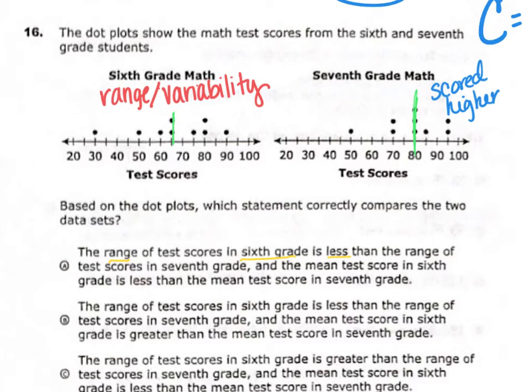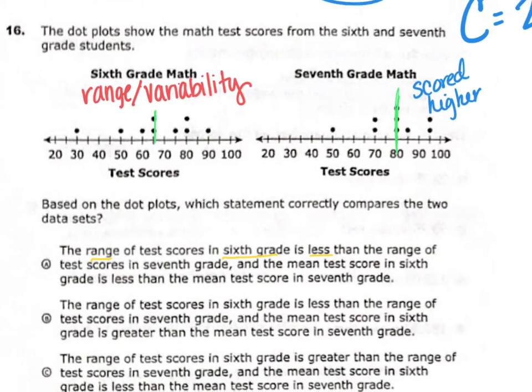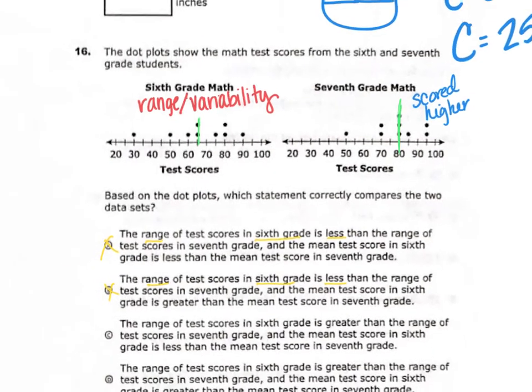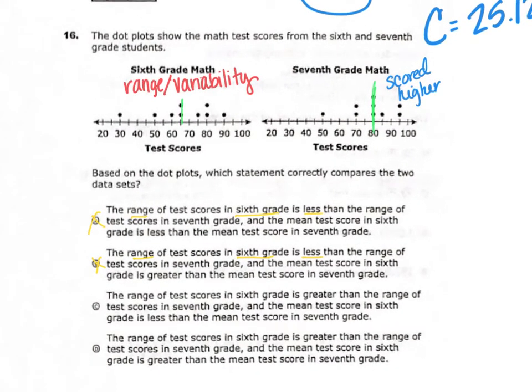Anyway, whatever. All right, so we said that the 6th grade range was more stretched out and bigger, so A is definitely not correct. Answer choice B says the range of the 6th grade is less than the 7th grade. Again, not correct. Answer choice C says the range of the 6th grade is greater than the range of the 7th grade. That is true. It is more stretched out.